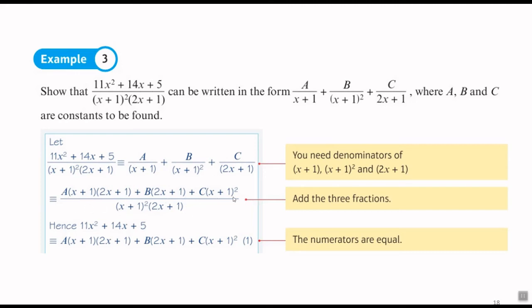So then take it into one line, and the numerator you can write like this, multiplying both sides by this LCM. Then you can equate the numerators. The left hand side numerator is identically equal to the right hand side numerator. By substituting values you can find the constants a, b, c. If you substitute x equal to minus 1, this part equals 0, so you can find b. If you substitute x equal to minus half, this part equals 0, then you can find the value of c.